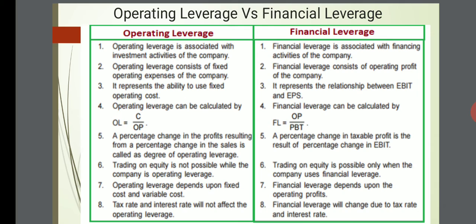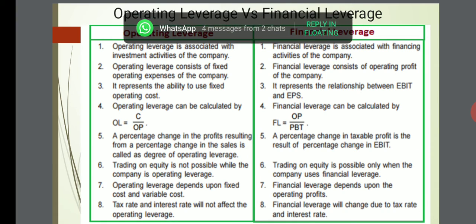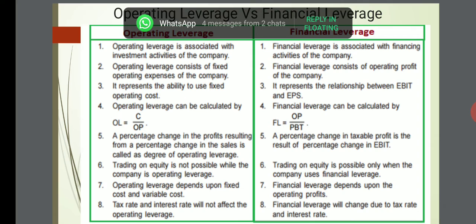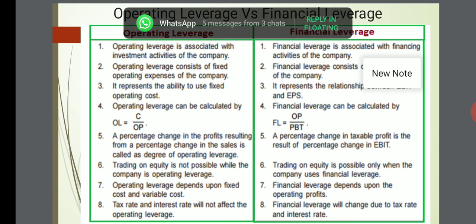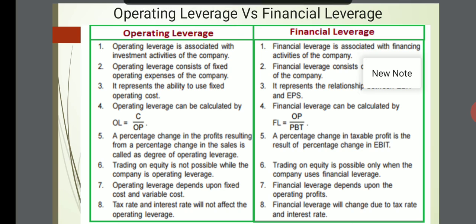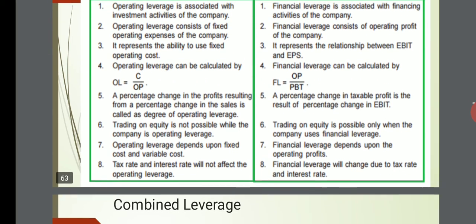In operating leverage, the percentage change in profits resulting from the percentage change in sales is called the degree of operating leverage. A percentage change in taxable profit as a result of percentage change in EBIT is financial leverage. Trading on equity is not possible with operating leverage. Trading on equity is possible only when the company uses financial leverage. Operating leverage depends upon fixed cost and variable cost. Financial leverage depends upon operating profits. Tax rate and interest rate will not affect operating leverage. Financial leverage will change due to tax rate and interest rate. So these are the differences between operating leverage and financial leverage.